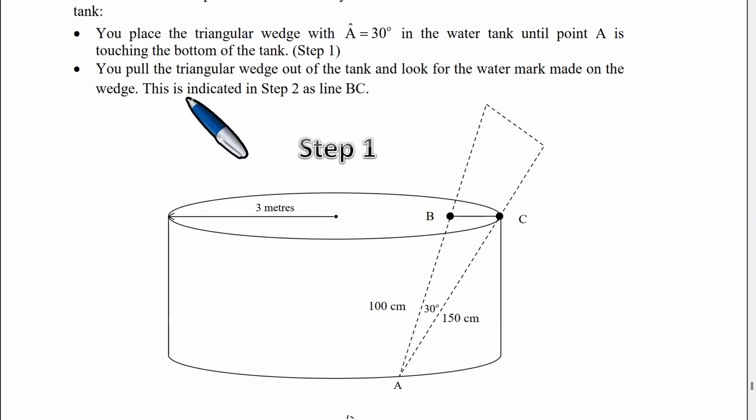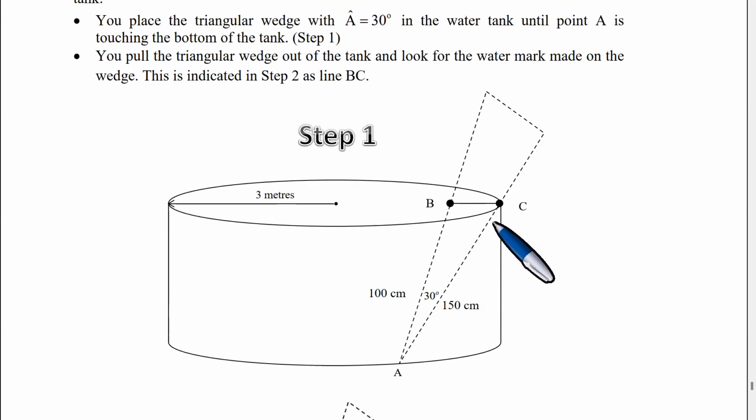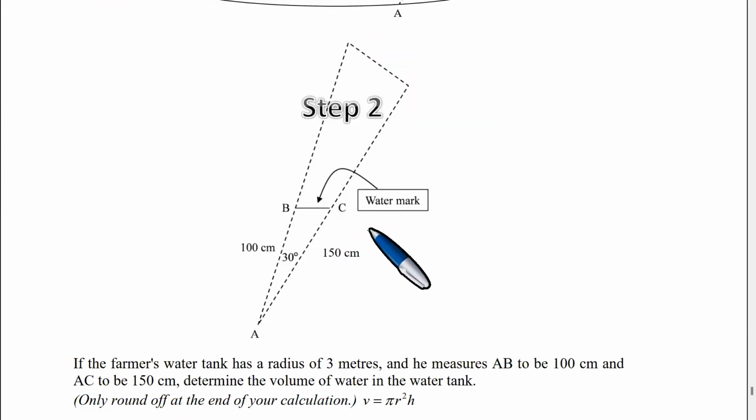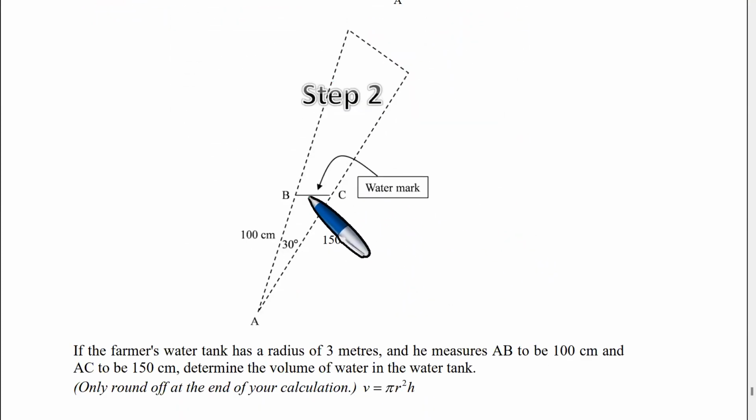Right, you pull the triangular wedge out of the tank and look for the watermark made on the wedge. This is indicated in step 2 as line BC. There it is, line BC. So the watermark is there. You put the wedge inside and are able to check the level of the water. So you look for the watermark where the wedge is wet.